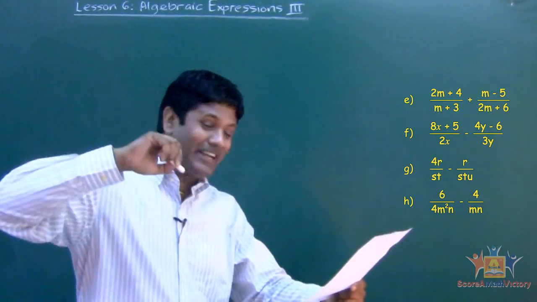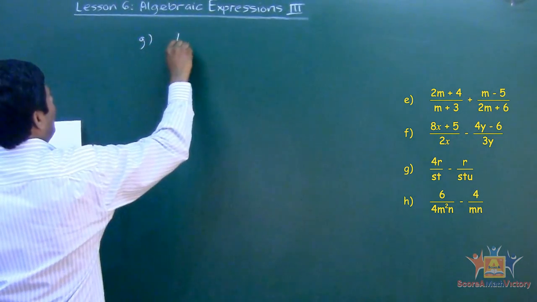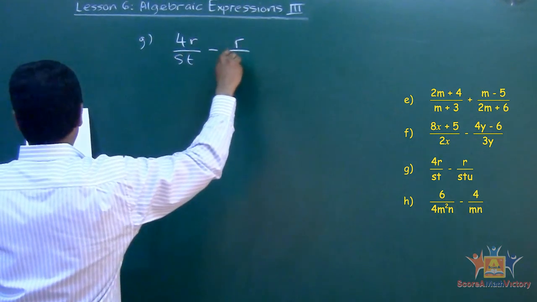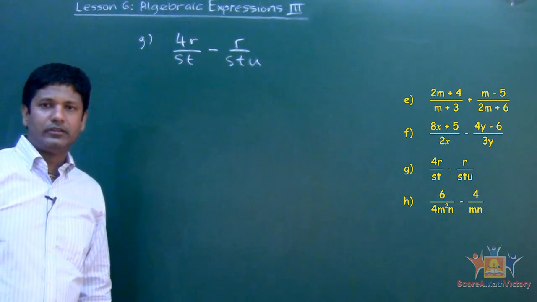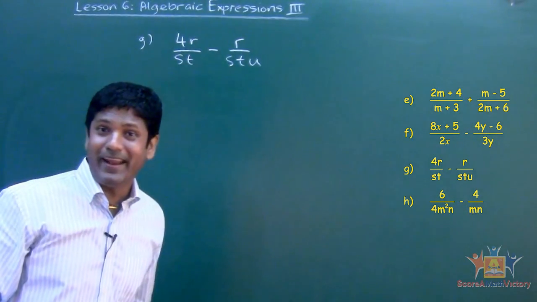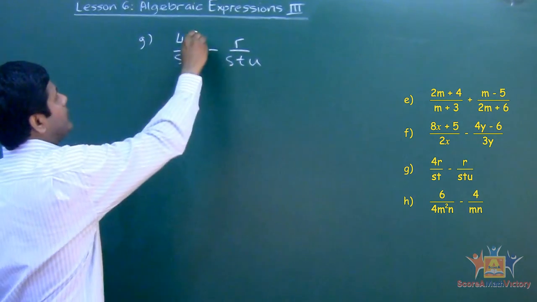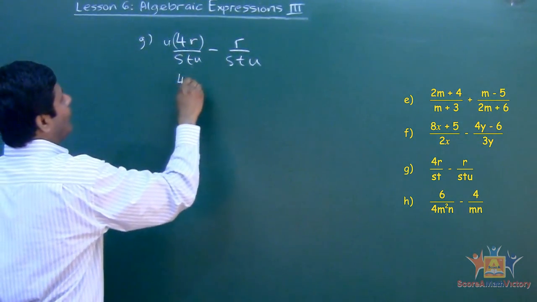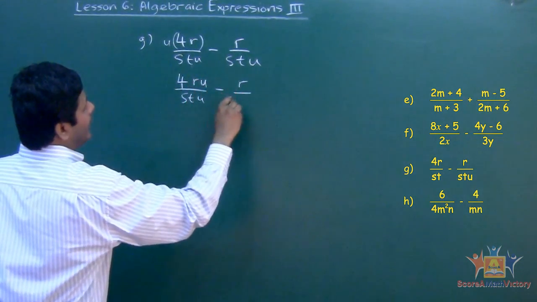Alright, my dear students, let's do G. Now G, you're given 4r over st minus r over stu. Are they common denominators? No, because stu has a u in there. That means this one also has to have a u. If I multiply u there, I also multiply u over there. So that becomes 4ru over stu minus r over stu.